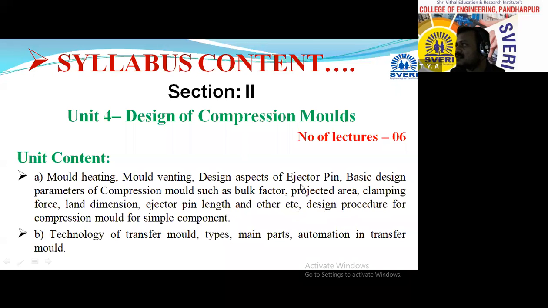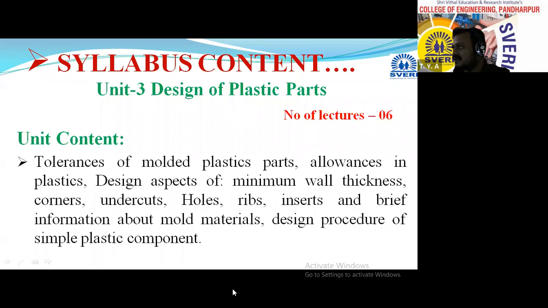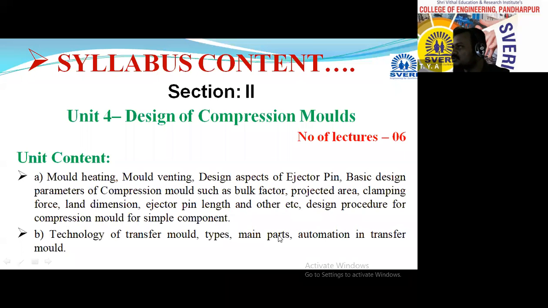All these design parameters, we will try to understand by considering one compression mold design for a simple component. We are having one practical based on this: simple plastic part design, design procedure for a simple plastic component. Here we are going to discuss the design of a bush. Then one practical on compression mold design will also be there, and this part will also be repeated in the theory.